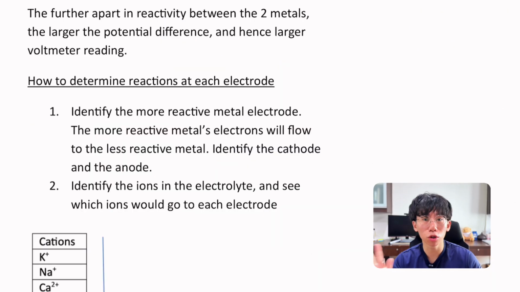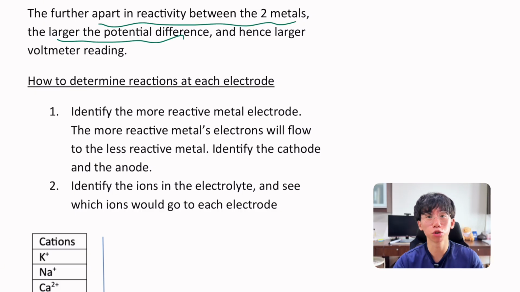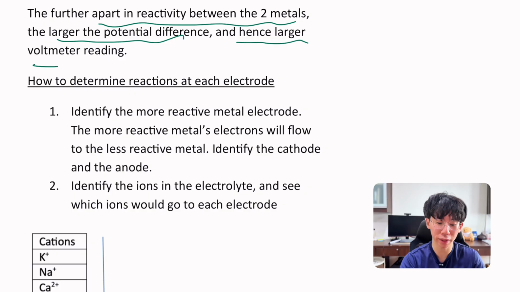So I want you to take note that the further apart in reactivity between these two metals in these two half cells, the larger the potential difference and thus the larger the voltmeter reading.